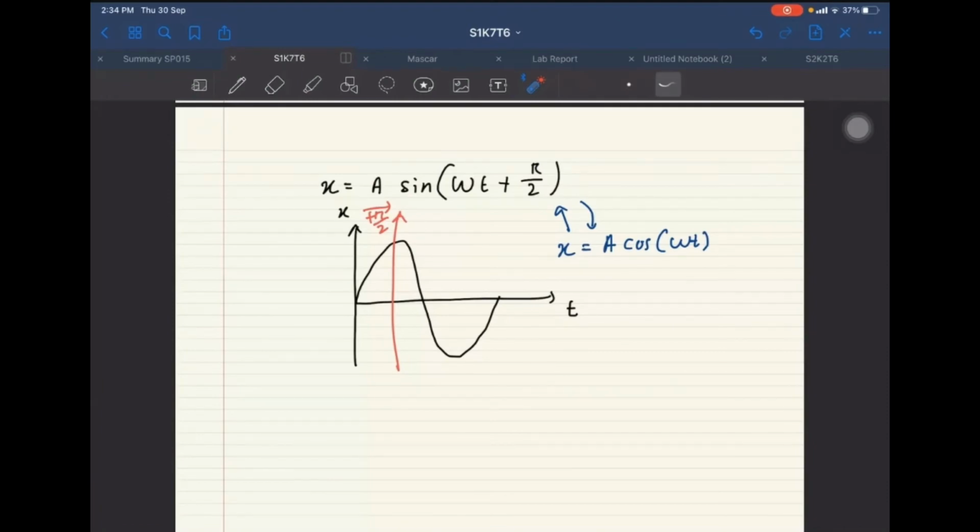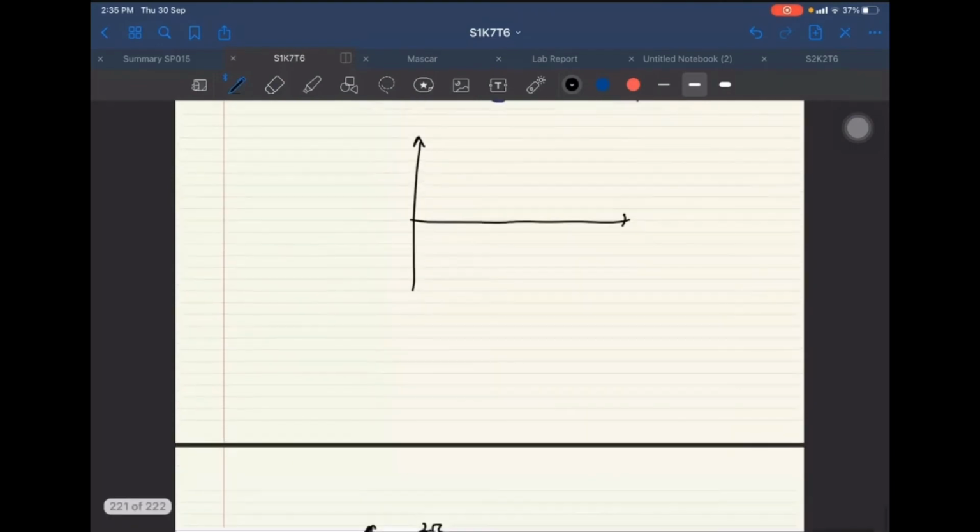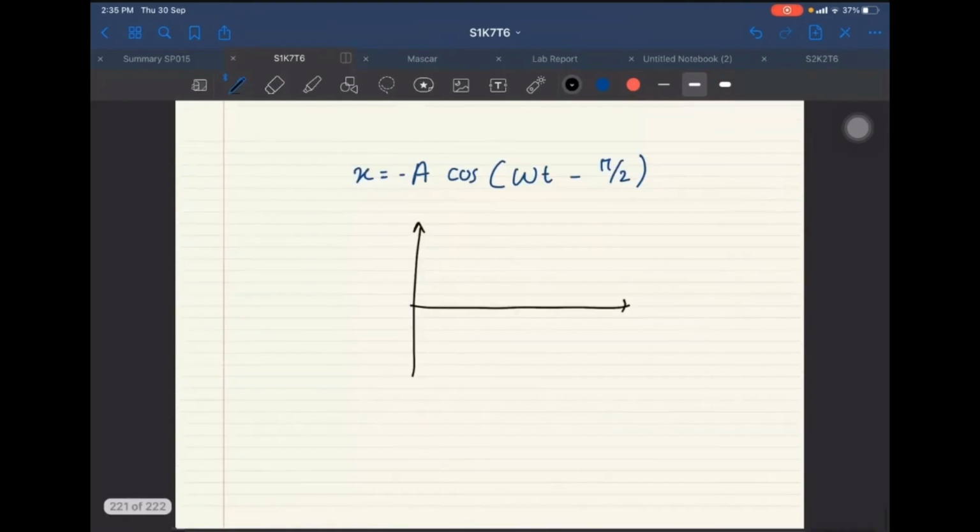Okay, I'll give you another example so that you guys okay with it. Okay, x sama dengan a cos negatif. Okay, katakanlah kita susahkan sikit. Negatif cos omega t minus pi over 2. Okay, pertama sekali kamu nak bikin graf apa? Graf cos. Negatif. Okay, graf negatif cos. Yang lain okay? Okay, sir. Okay. So this is a graph of negative cos.